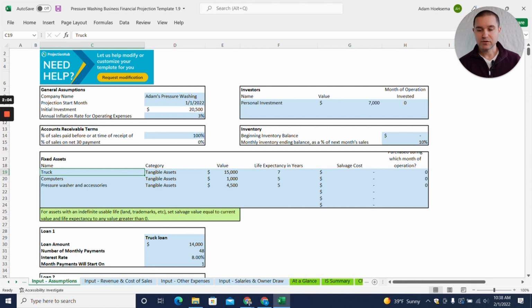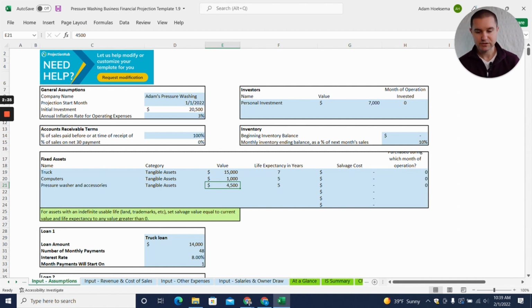Here you can add your fixed assets. So we're going to need a truck. We'll probably need a computer, and then of course we'll need a pressure washer and accessories. And so I've got some values in for those, and of course you can spend a lot more or a lot less on the equipment or the truck and the computer and all of those things. So you might be able to get away with spending a bit less, but you could also, of course, spend $60,000, $70,000, $80,000 on a truck if you wanted to.